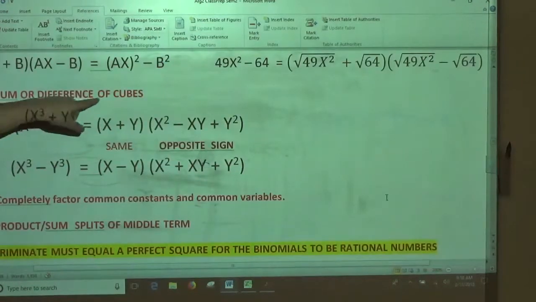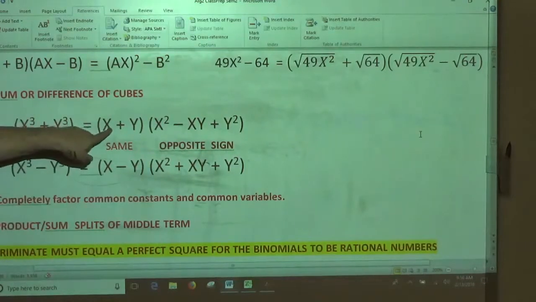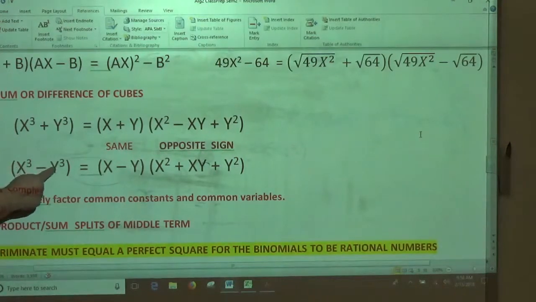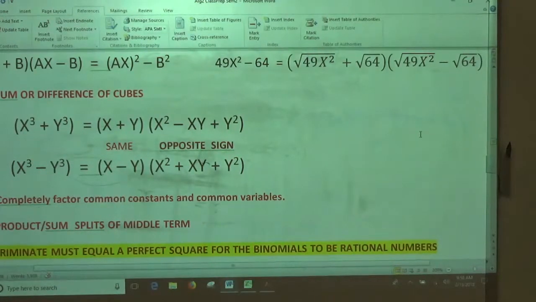Now, sum or difference of cubes. All right, this is algebra 2. Only a difference of squares works here in the real number system. Here, now watch, x plus y. What do you see here? X plus y. Okay? What do you see here? X minus y. What do you see there? X minus y. So, we're going to take the cube, a binomial of the cube that's exactly the same sign.